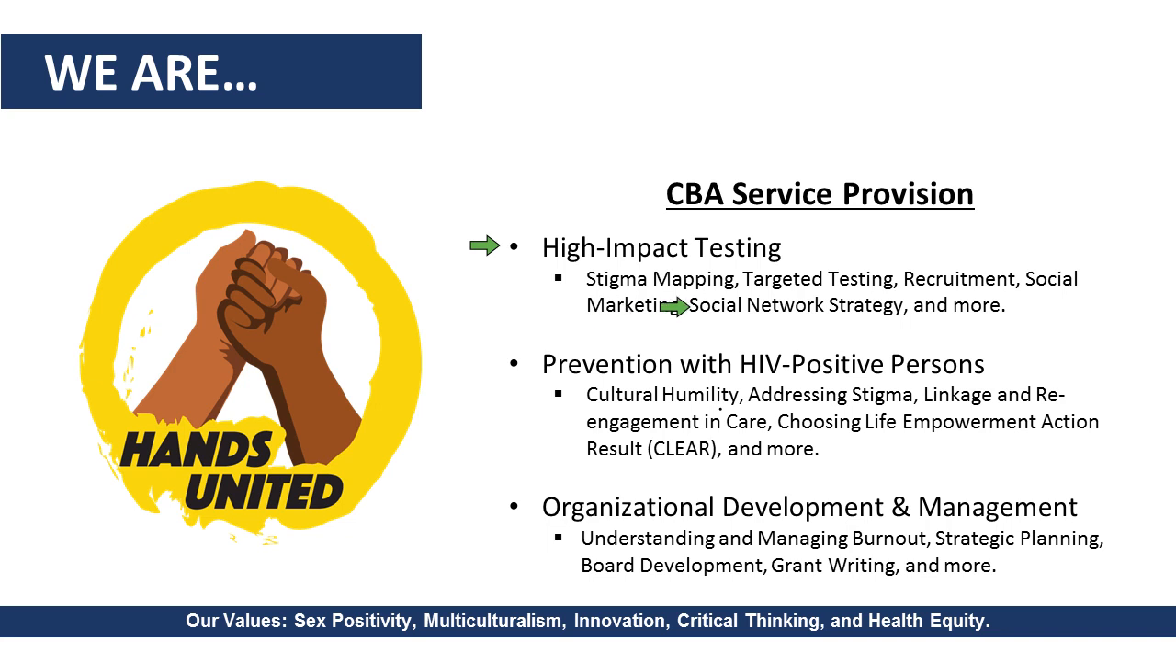Some examples of trainings that we do under this provision are stigma mapping, targeted testing and recruitment, social marketing, and social network strategy. We also provide capacity building services under prevention with persons living with HIV. Some of our more popular trainings under this provision are cultural humility, addressing stigma, linkage and re-engagement to care, and then CLEAR. And the final provision that we provide services on is organizational management and development. Some of our more popular services under that are understanding and managing burnout, strategic planning, board development, and grant writing.